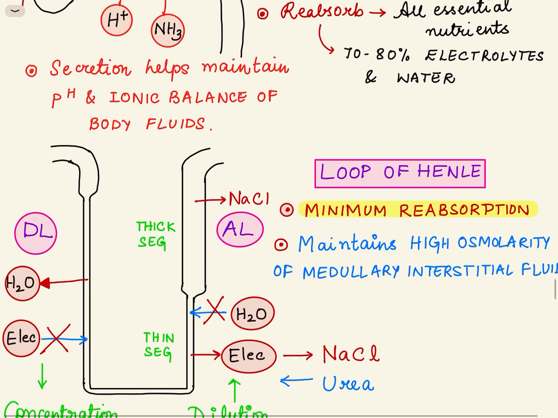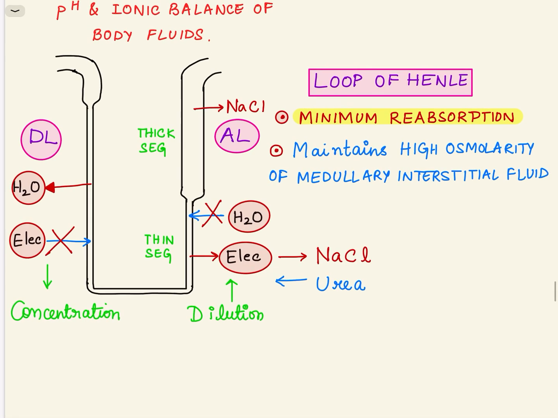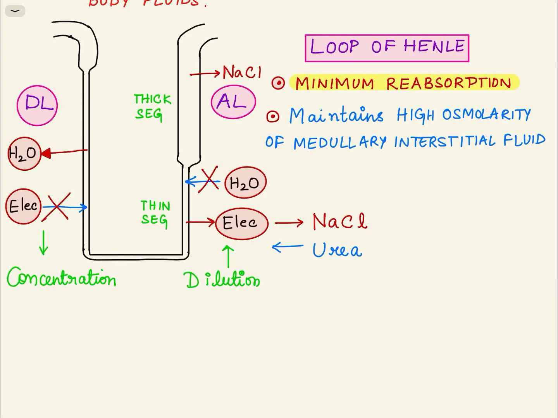Next structure is the loop of Henle. The loop of Henle consists of two parts. One is the descending limb and another is the ascending limb. The descending limb is a thin tubular structure, while the ascending limb consists of two segments, the thick segment and the thinner segment, right? This loop of Henle has a minimum role to play in reabsorption. But what is the main function? Its main function is to maintain the medullary interstitial fluid's osmolarity.